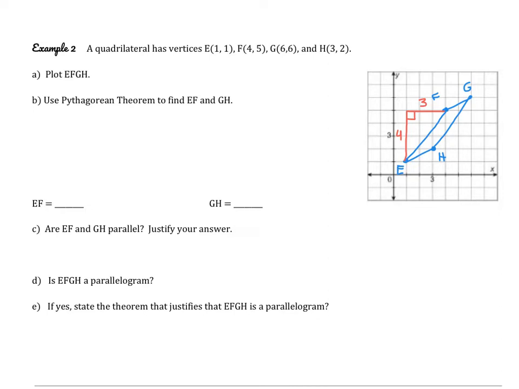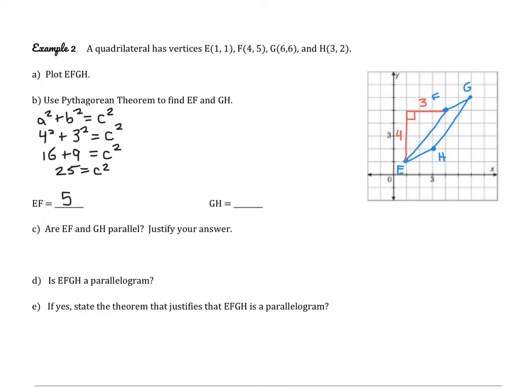So remember, the Pythagorean theorem is a squared plus b squared equals c squared. So here we have 4 squared plus 3 squared equals c squared. So we have 16 plus 9 equals c squared. 25 equals c squared, and if you square root both sides, we get a length of 5. So EF is equal to 5.